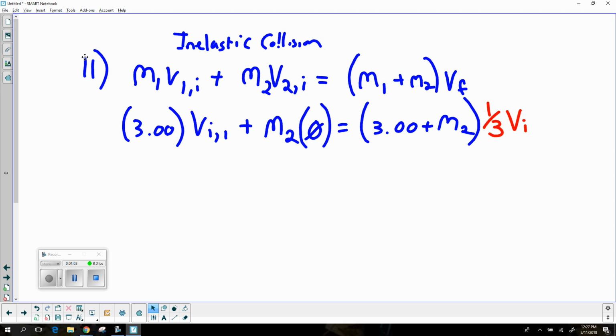So this problem states that the composite system, meaning the two put together, moves at a speed equal to 1/3 the original speed. That's why I put the 1/3 out in front. Yeah, and that's why there's only one velocity here. That's exactly why there's only one velocity. And that new final velocity is 1/3 the initial velocity. So really, I only have a couple of things to find. This cancels out.